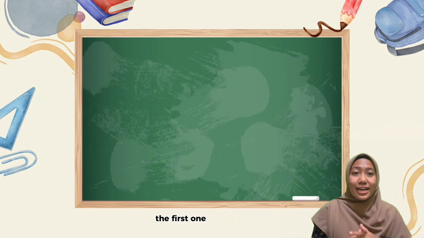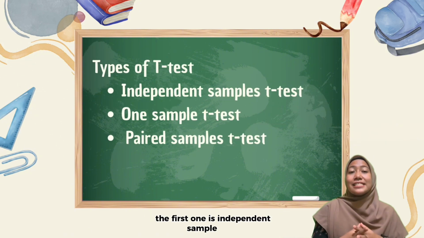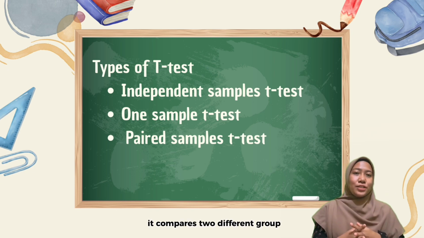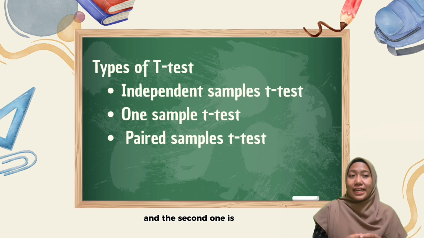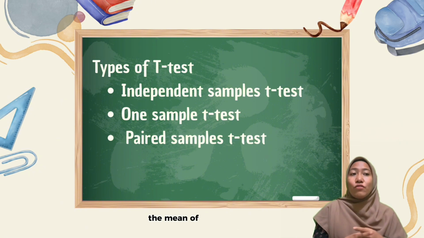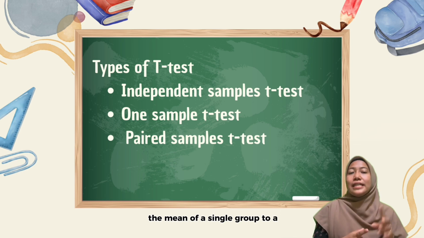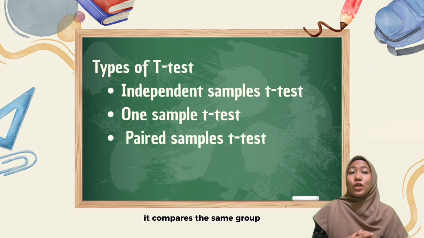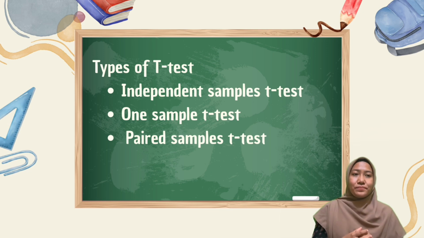The first one is the independent sample t-test. It compares two different groups. And the second one is the one sample t-test. It compares the mean of a single group to a known value. And the third one is the paired sample t-test. It compares the same group's scores at two different times.